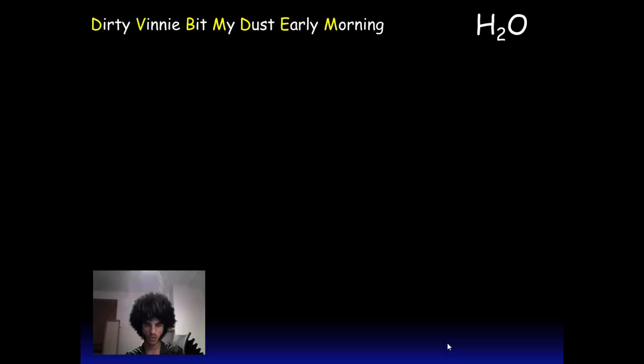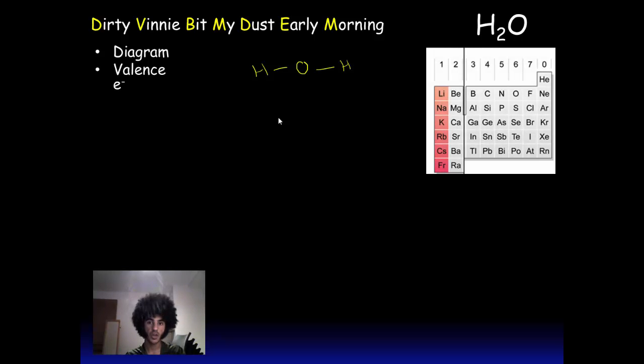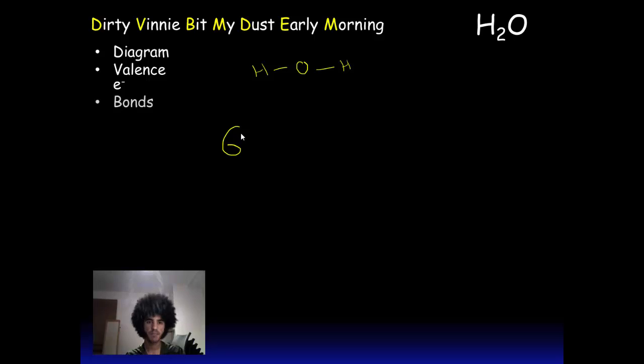Let's do a third. H2O. So again, I'm going to start with D for dirty diagram. So I'm going to assume oxygen's in the middle and I've got 1 hydrogen either side. Okay, that's what it's roughly going to look like. I now need to go for V, which is my valence electrons. Again, I go to my periodic table. I can see oxygen is in group 6, so it must have 6 valence electrons. Next thing's bonds.